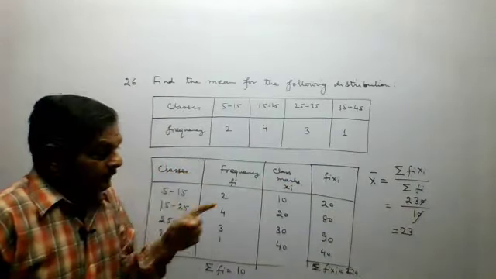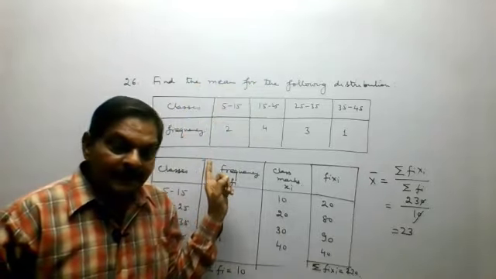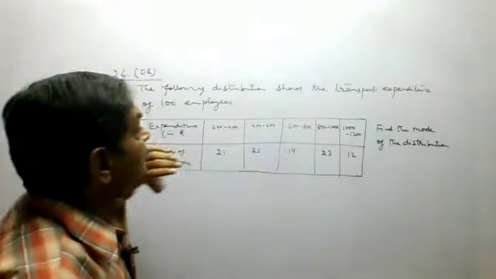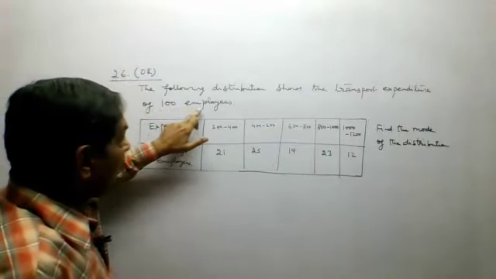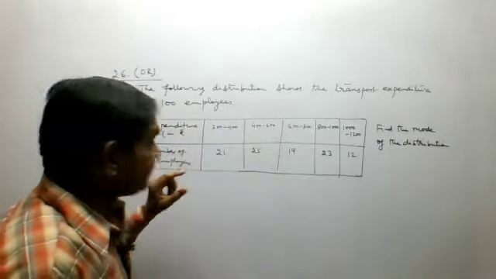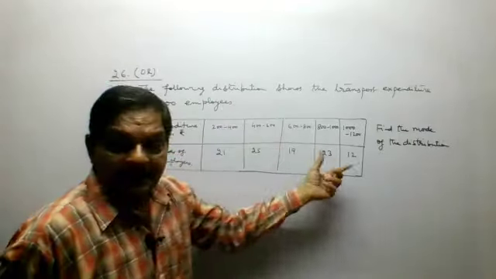Now we will see the question in which we are to calculate the mode and given as or of this question. That is, either we are to do this question or that question. So we will see now that question. Question is, the following distribution shows the transport expenditure of 100 employees. Expenditure is given. These are the classes given to us. Number of employees. These are the frequencies given to us. Find the mode of the distribution.